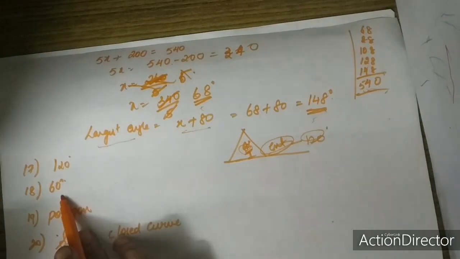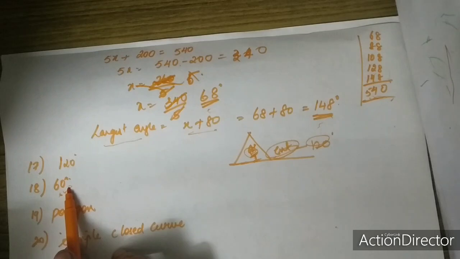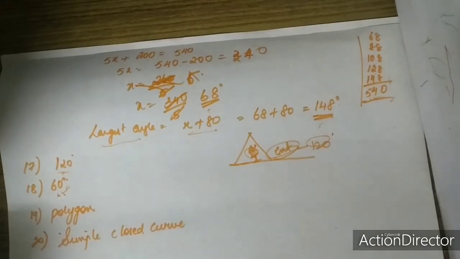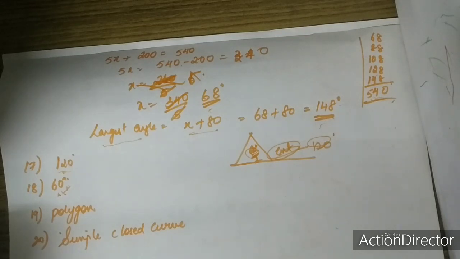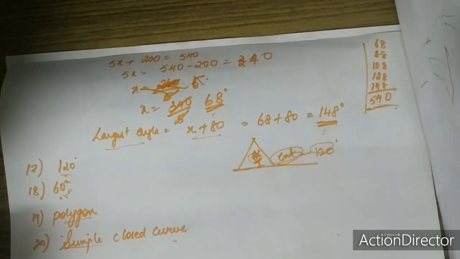So the 18th answer will be 60 degrees. The minimum interior angle of a regular polygon is 60 and the maximum exterior angle of a regular polygon is 120 degrees. 19th question. A simple closed curve made up of line segments is called a polygon. Next, a closed curve which does not intersect itself is called a simple closed curve. Hope you understood all the sums clearly.